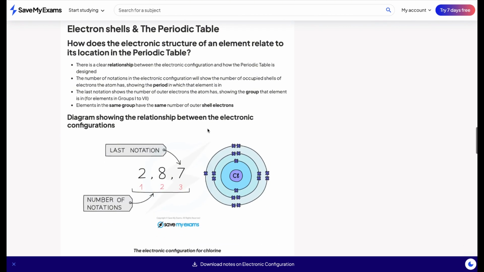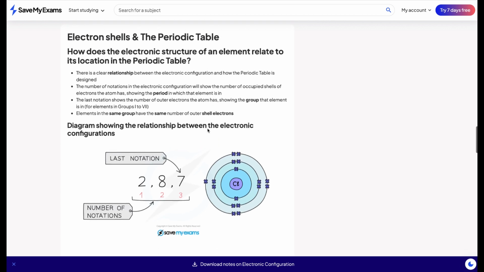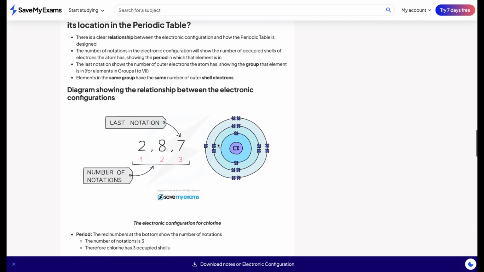Okay, so that's that for that. If you have chlorine, let's take a look at chlorine. You have 2, 8, because chlorine is 17. The first shell will hold 2, the second shell will complete with 8, which is 10 altogether, remainder 7. So the third shell will hold 7.